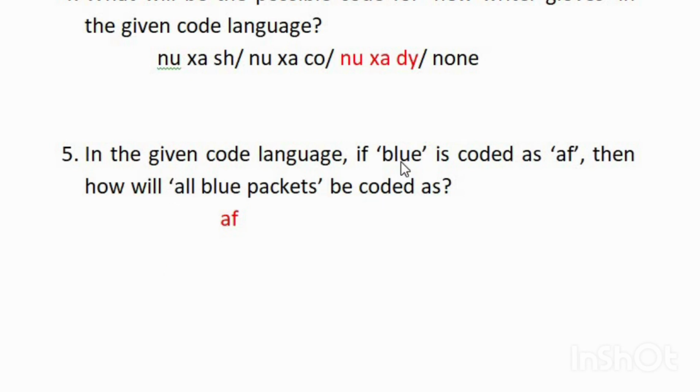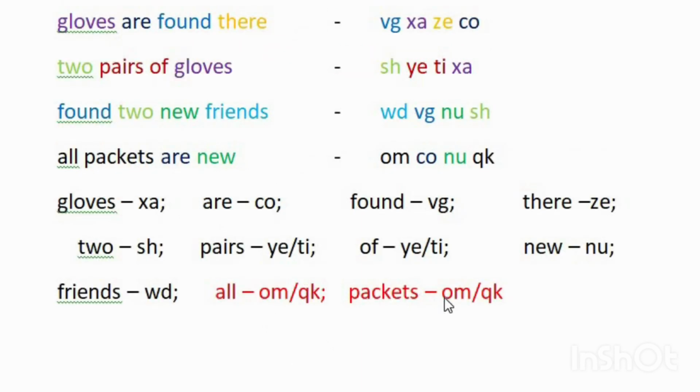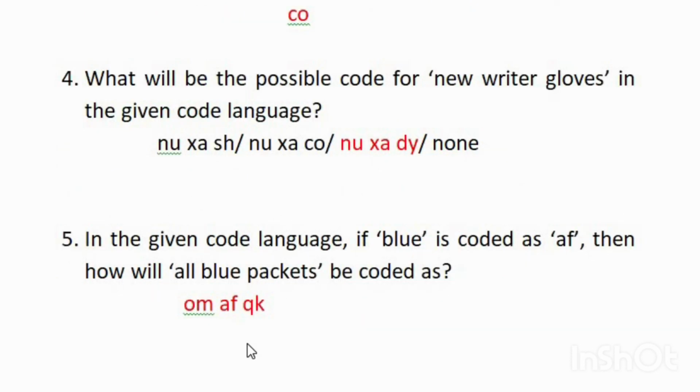In the given code language, if blue is coded as AF, then how will all blue packets be coded? It is given that the code for blue is AF. So what are the codes for all and packets? Either OM or QK, right? So the required code is OM AF QK, or you can write QK AF OM. You have to choose the option which consists of these three codes, that is OM, AF and QK.